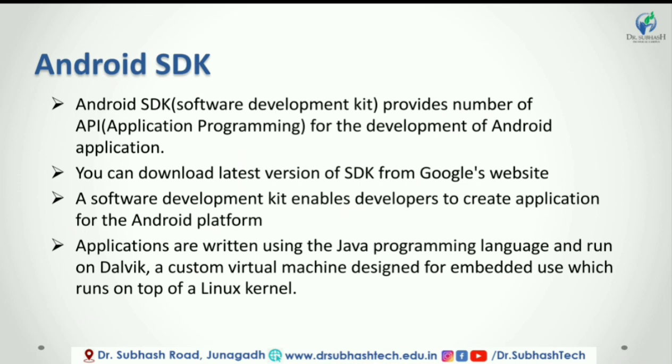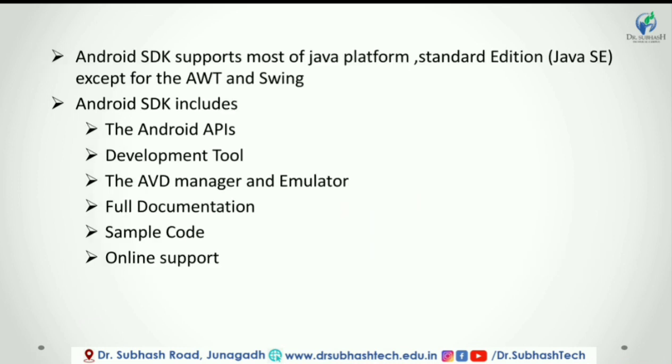Applications are written using the Java programming language and run on Dalvik, a custom virtual machine designed for embedded use, which runs on top of Linux kernel. Android SDK supports most of Java platform standard edition except for the AWT and Swing. In place of the AWT and Swing, the Android SDK has its own extensive modern UI framework.